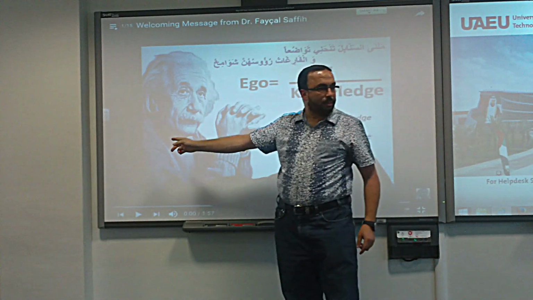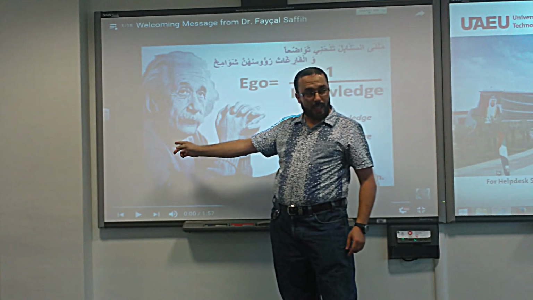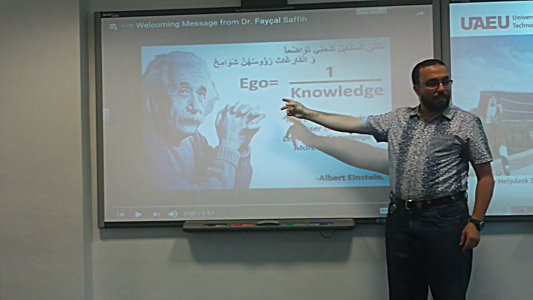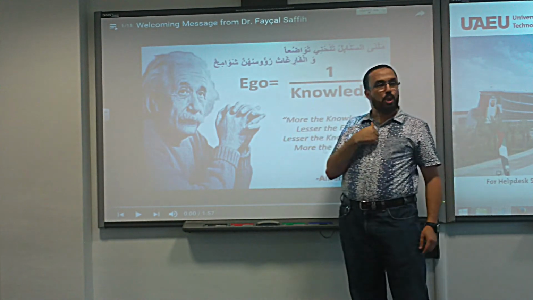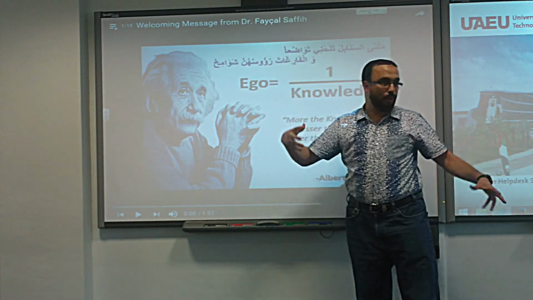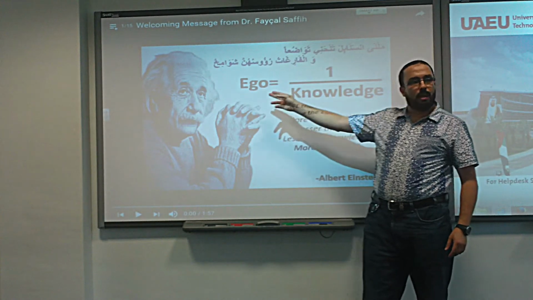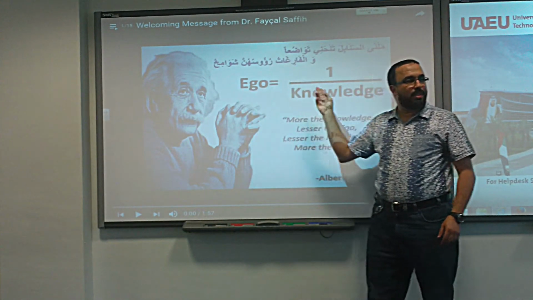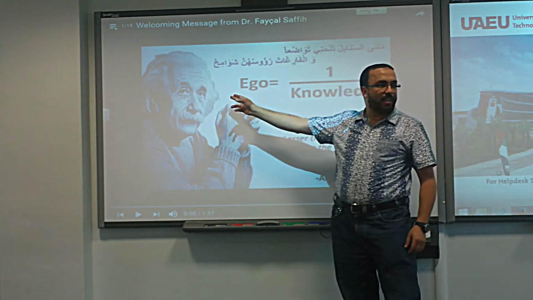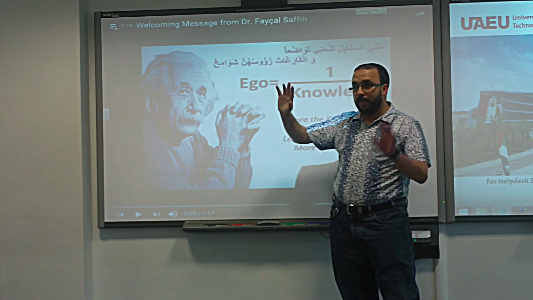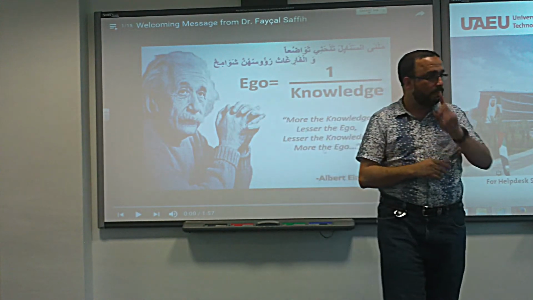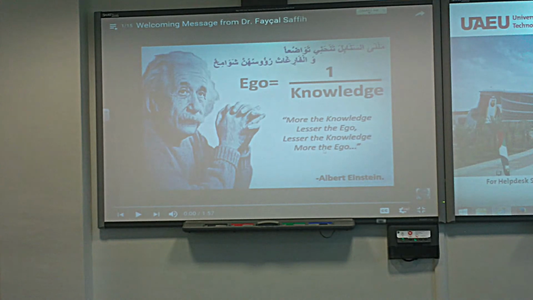And that guy, you know this guy, right? Yes. Einstein. He just gave another equation. Ego means me. Me, look at me. It's 1 over knowledge. So the higher the knowledge, the lower is me. And the lower the knowledge, you know the rest. The higher is the ego. Very important. It's good for your life, actually, not only for the course. I found it inspiring and I wanted to share it with you because I found it useful. So let's hear the message.